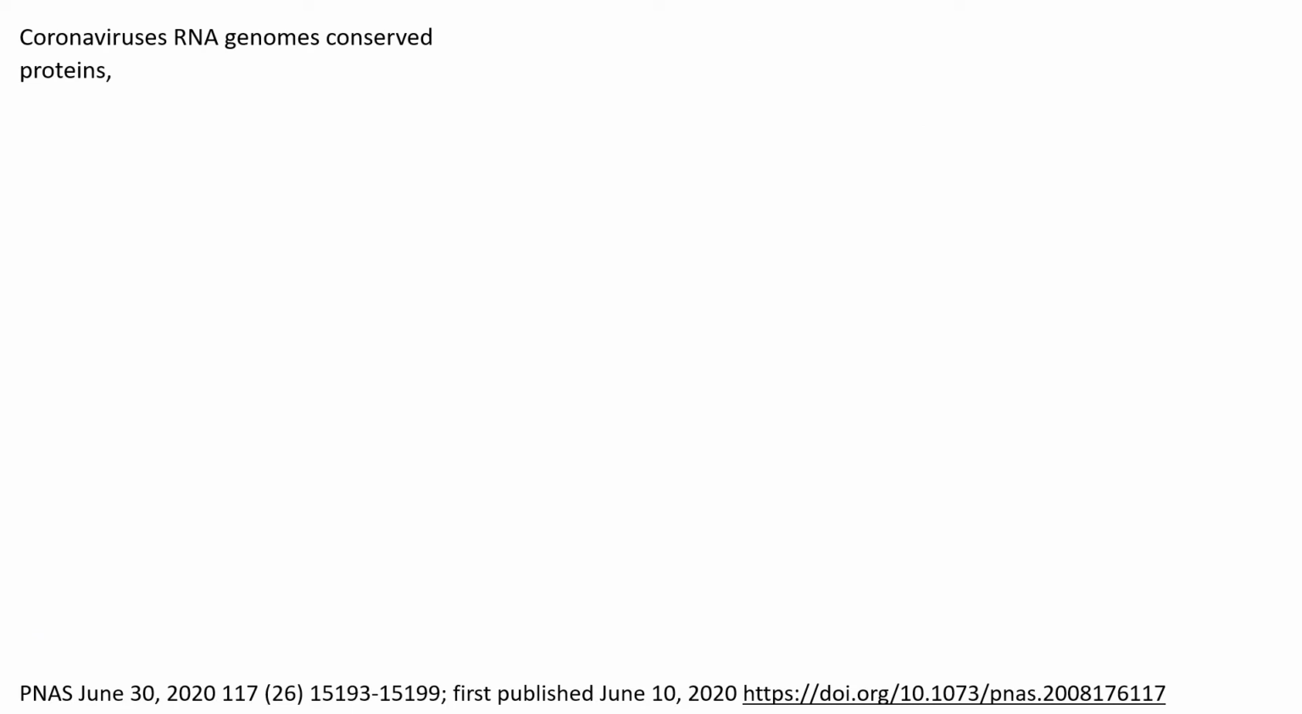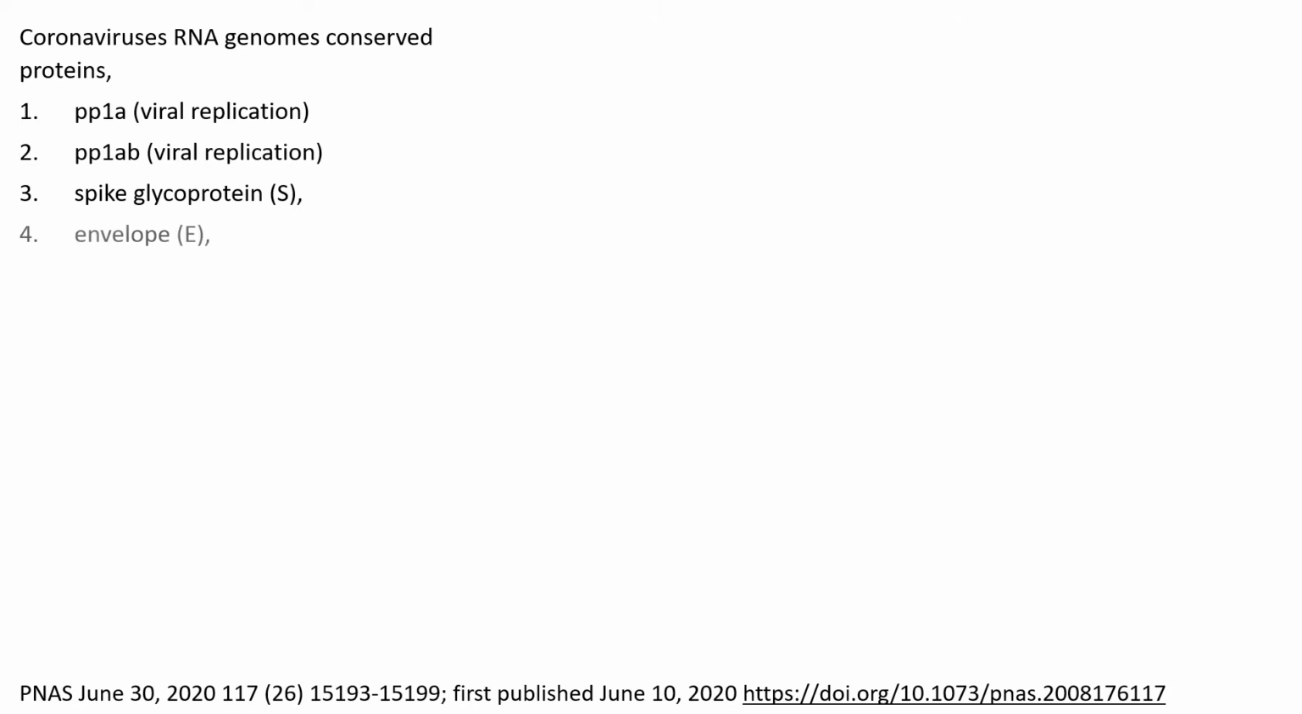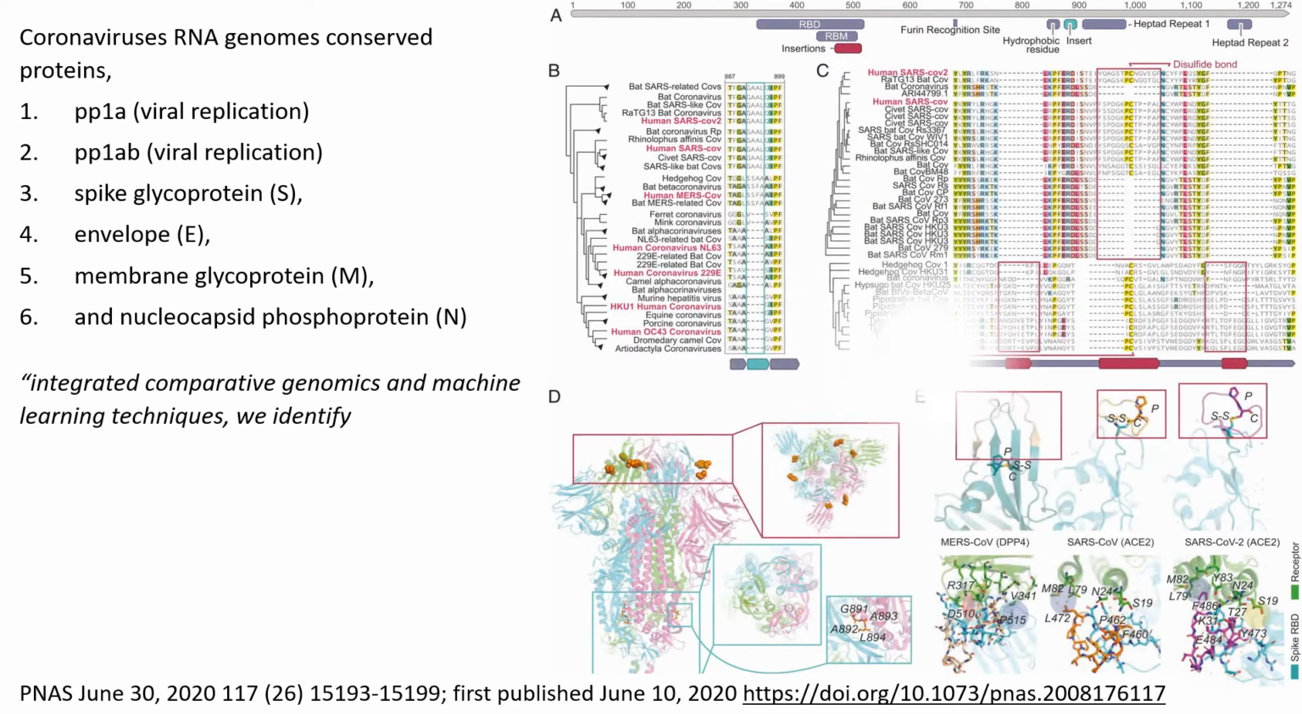In this particular example, published in the Proceedings of the National Academy of Sciences in June of 2020, there's very elegant work done that describes the 6 genomes that are conserved throughout the coronaviruses. There are many different family members of this genus of viruses. And these 6 proteins are conserved in the genomes. What they did was an integrated analysis. It's a very good paper. I encourage you to read it.